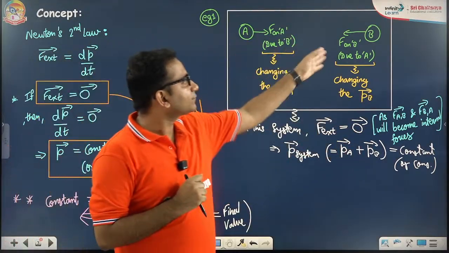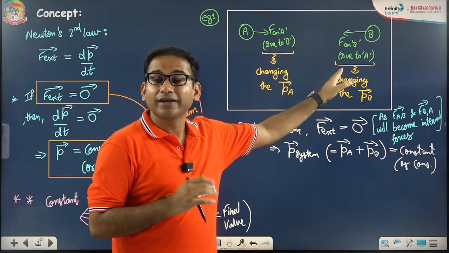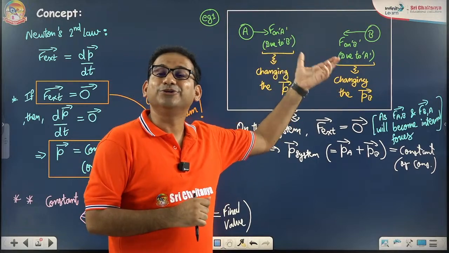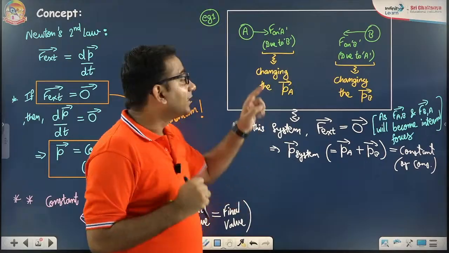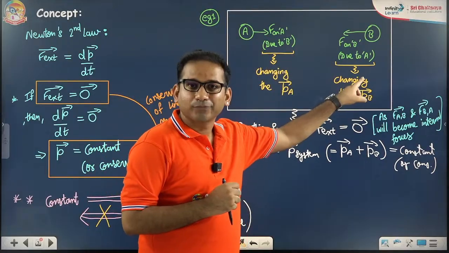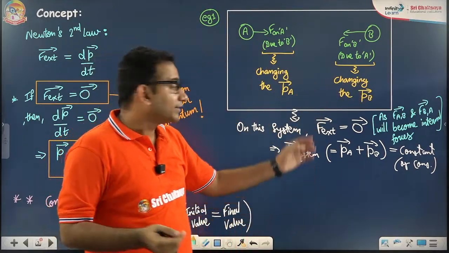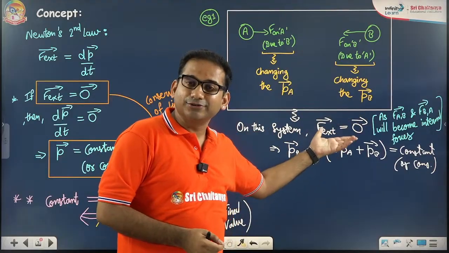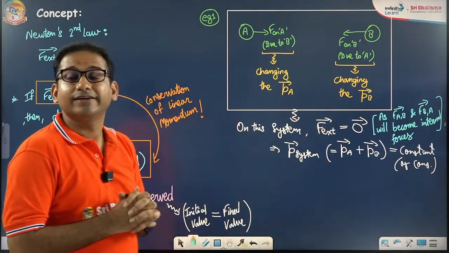As we can see, these forces are obviously equal and opposite, and I have indirectly followed Newton's third law also, diagrammatically, that these are equal and opposite. All right, so they will nullify each other. External force will be definitely 0, and hence the linear momentum of the system will be conserved.